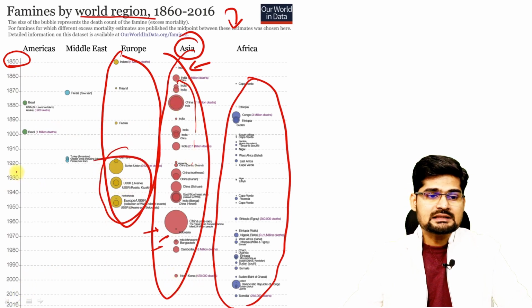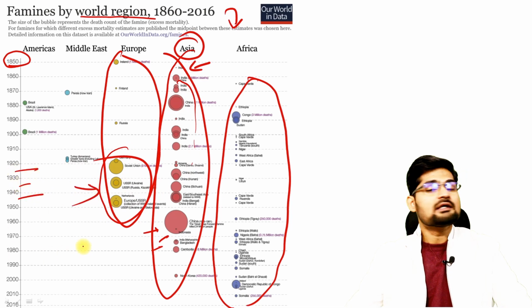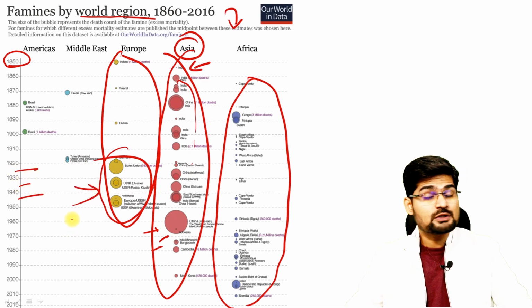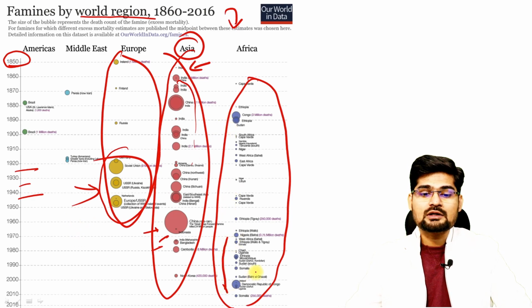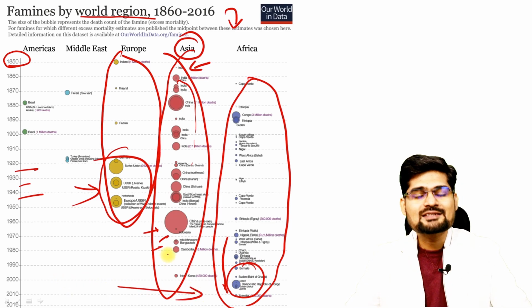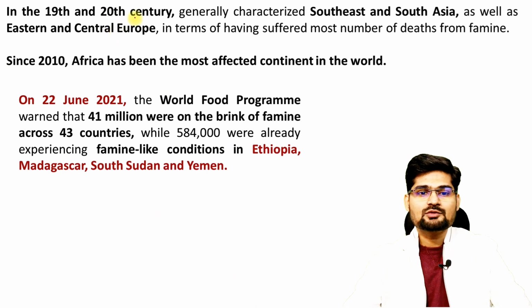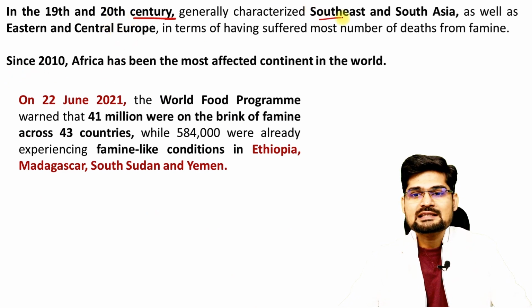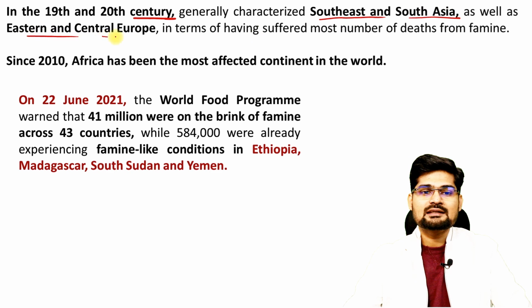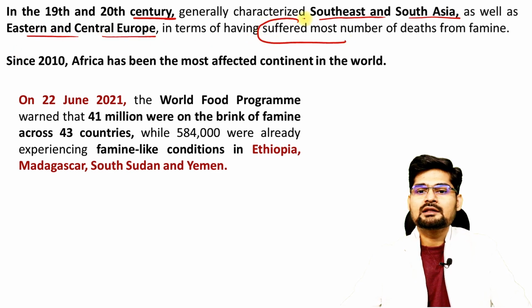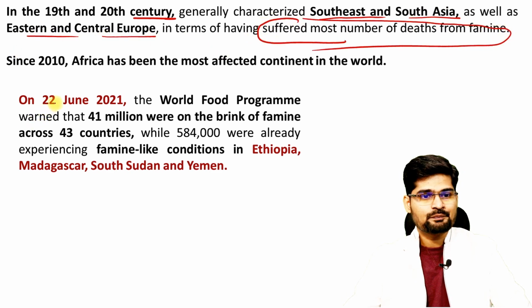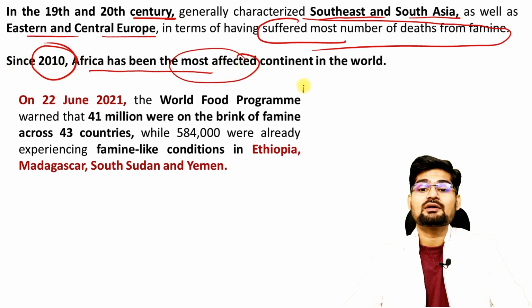Also during the 1920s, 30s and 40s, Europe was majorly affected due to wars and political instability. But Africa of late is on a rising trend. So in the 21st century, the maximum incidence of famine is found in African countries. In the 19th and 20th centuries, Southeast and South Asia as well as Eastern and Central Europe had the most deaths because of famine. Since 2010, what has changed? Africa has been the most affected continent in the world.